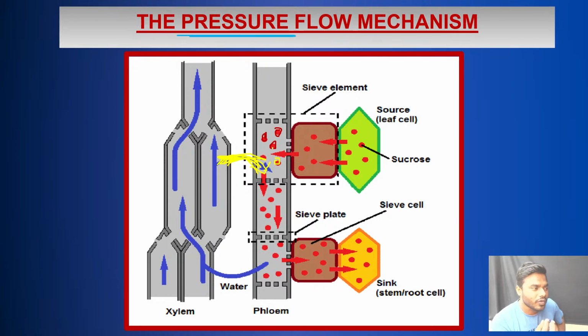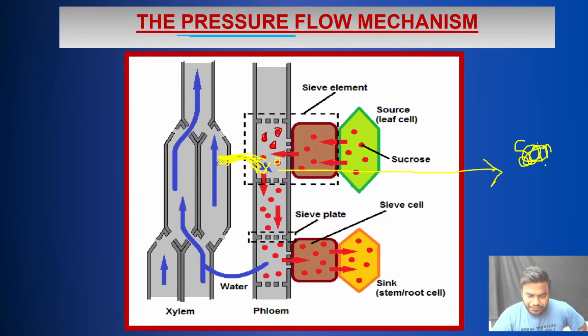So we have to create an environment which is a kind of liquid environment. By that it can easily move. For that reason, water molecules start entering from the xylem into the sieve tube element of the phloem. Now this is the unique statement. Now the water molecule combines with the sugar.